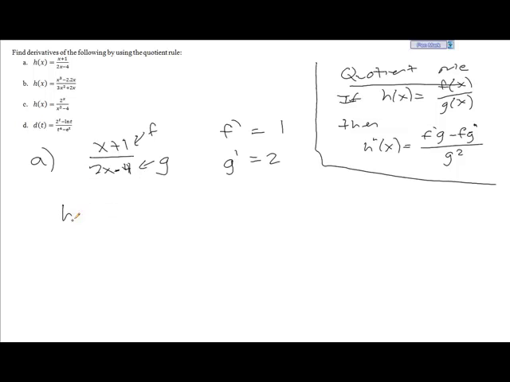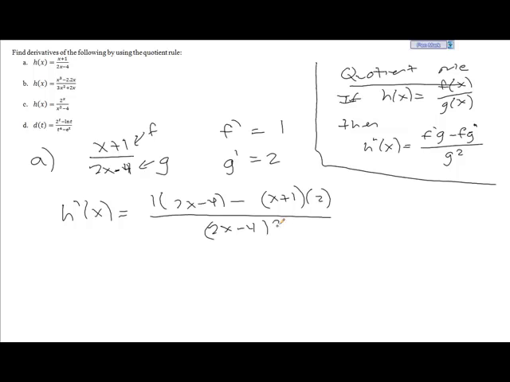So in this case, h prime of x is going to be my f prime, which is 1, times my g, which is 2x minus 4, minus f g prime, which is x plus 1, that's f, times g prime, which is 2, all over g, which is 2x minus 4, quantity squared. So we can reduce and everything if we want to. We'll just go ahead and leave it alone.